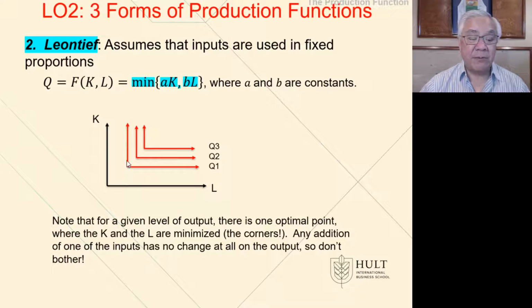If we're at this point and we add more capital, same thing. We get no more production. So the optimal point is at these elbows, right at the very edges of these intersections. That is the optimal point as we go from quantity 1 to quantity 2 to quantity 3. So this is a very unique circumstance where we have a specified combination of capital and labor required to make a certain amount of output.